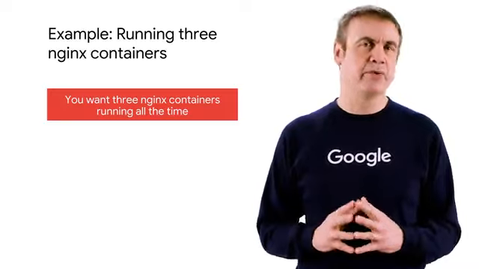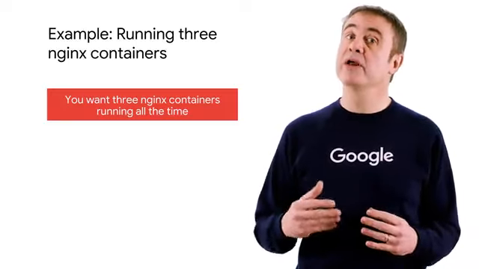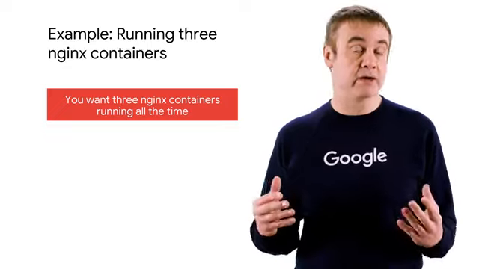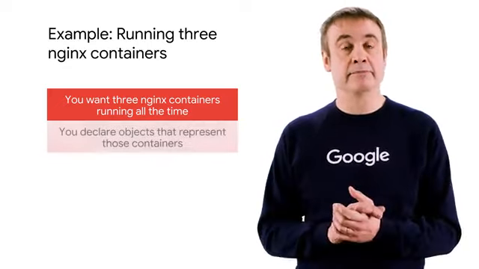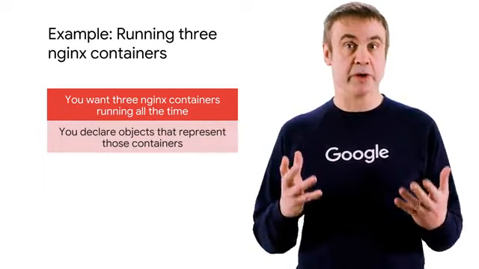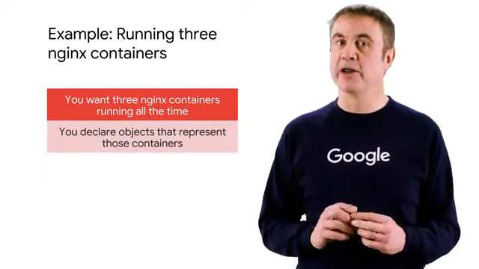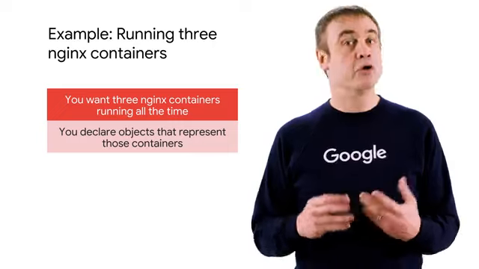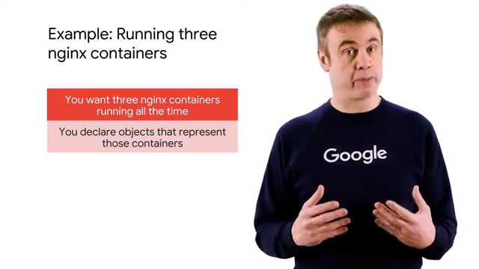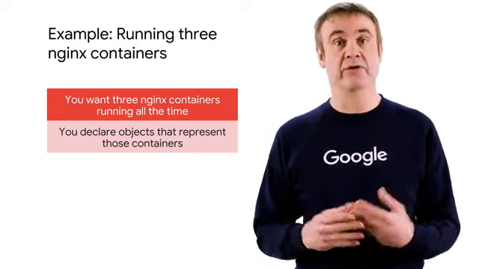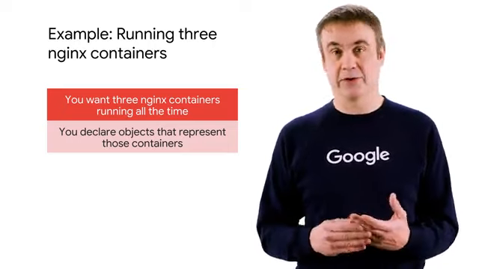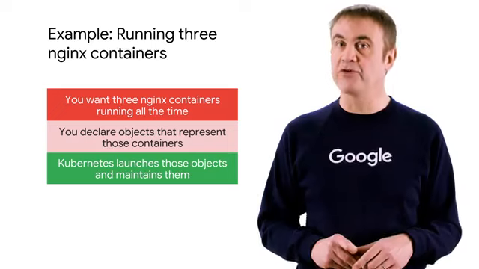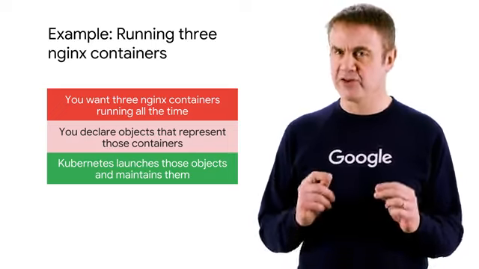Let's consider a simple example where you want 3 instances of the Nginx web server, each in its own container, running all the time. How is this achieved in Kubernetes? Remember that Kubernetes embodies the principle of declarative management. You declare some objects to represent those Nginx containers. What kind of object? Perhaps pods. Now it is Kubernetes' job to launch those pods and keep them in existence.